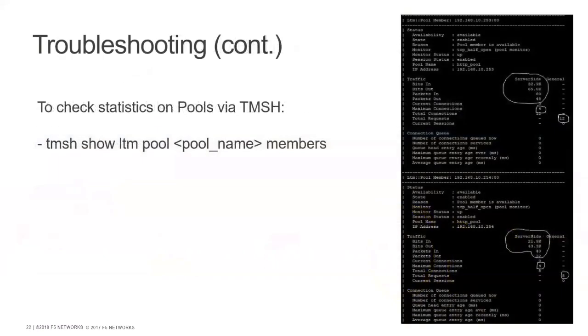Also, via TMSH, we do tmsh show ltm pool, then the pool name and members. And here is the same. We can see a bit more detail. It also shows us that the pool member is available, which monitor is monitoring it, the pool name, and the IP addresses. And if we compare with the previous stats, we can see that these stats match. So 4 connections each, and the bytes are the same.